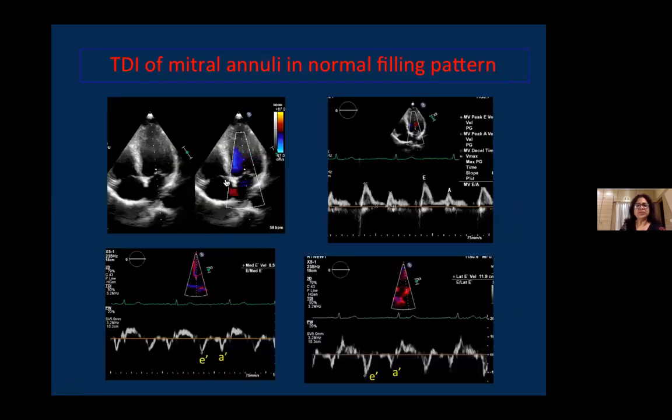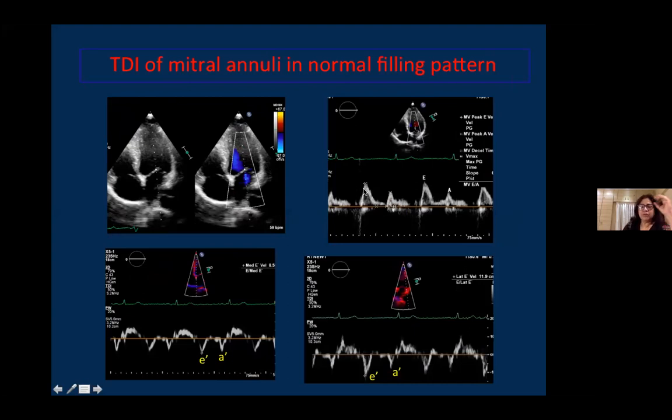So this is the patient where I got E wave more than the A wave, normal diastolic mitral inflow pattern. And I place the sample volume here in the septal annulus. And as I said, the annulus moves towards the apex during systole and moves away from the apex during diastole. So if this is the baseline, the flow patterns above during systole will be above the baseline, and the flow patterns below the baseline are in diastole.